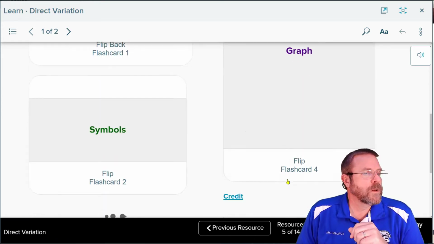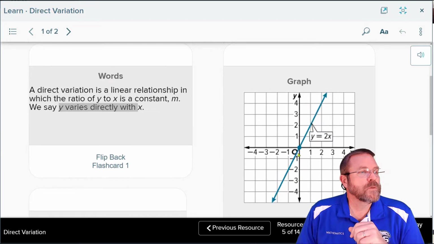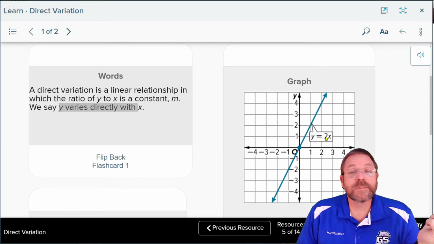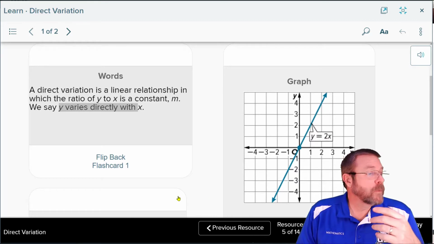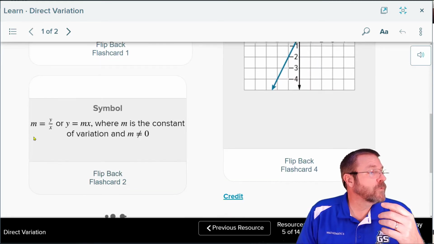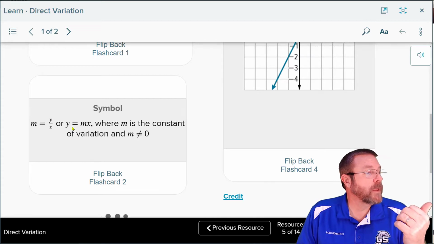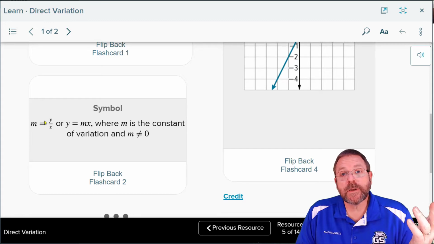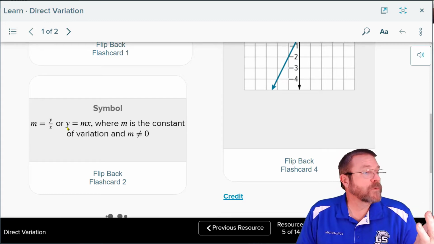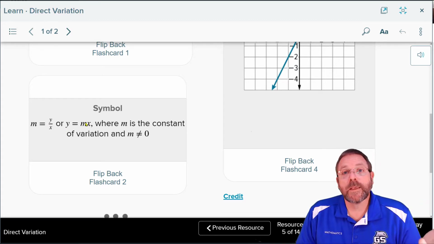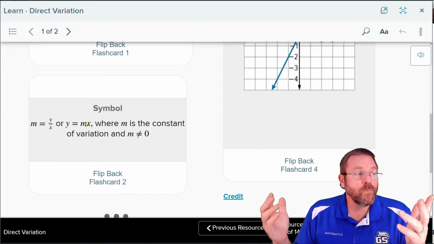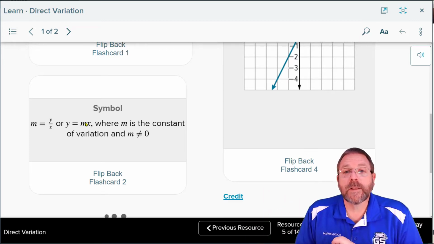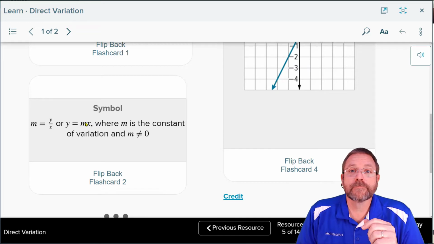From here, we can look at it as a graph. You can see that you've got y is equal to 2x, where 2 is going to be your slope. And then we could also look at it as symbols, which says that the slope is equal to y divided by x. And if you were to multiply x on both sides to isolate the variable, then you would be able to say that y is equal to mx, where of course m is not equal to 0.